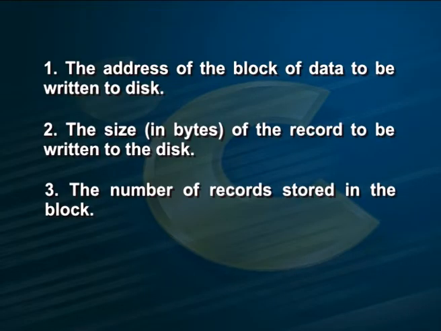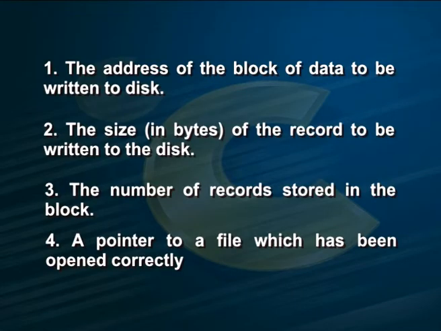3. The number of records stored in the block. In this example, it is 1 record. If the block represents an array of records, then this argument would represent the number of records in the array. 4. A pointer to a file which has been opened correctly. Finally, the file is closed.